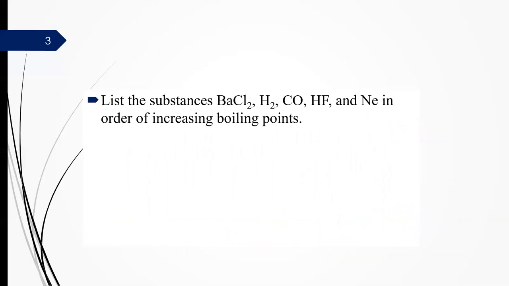The next one that we're going to look at is barium chloride, H2, CO, HF, and Ne, and we're going to put them in order of our boiling points. And so what I would recommend is go through and identify what type of intermolecular forces are holding your molecules together, and then we can start to classify them from there. So BaCl2, this one is going to be an ionic one. H2 is nonpolar covalent. CO is going to be polar. HF is going to be polar. Ne is going to be nonpolar.